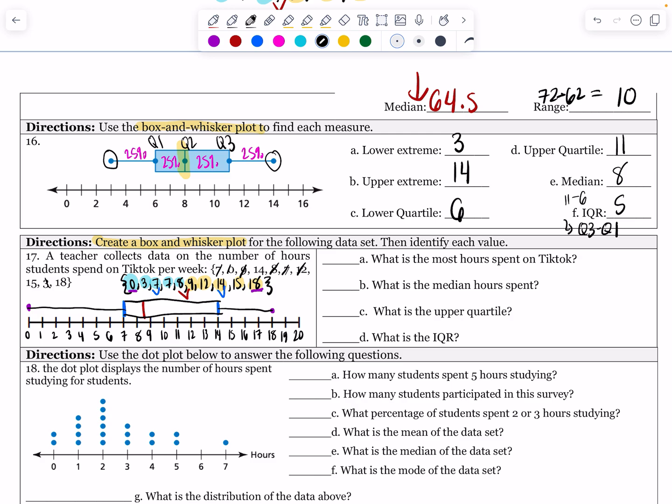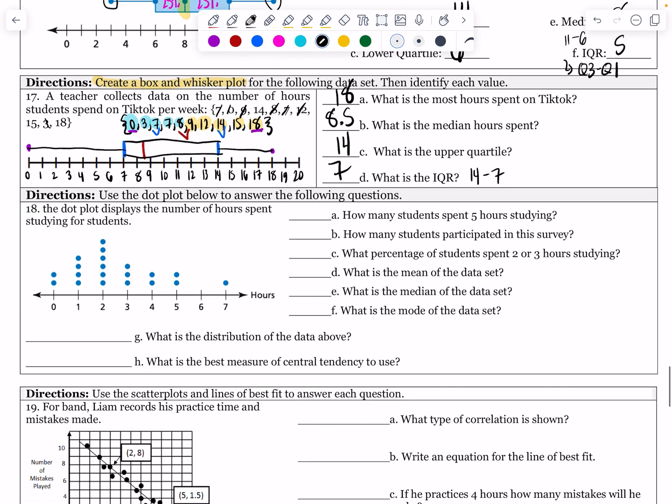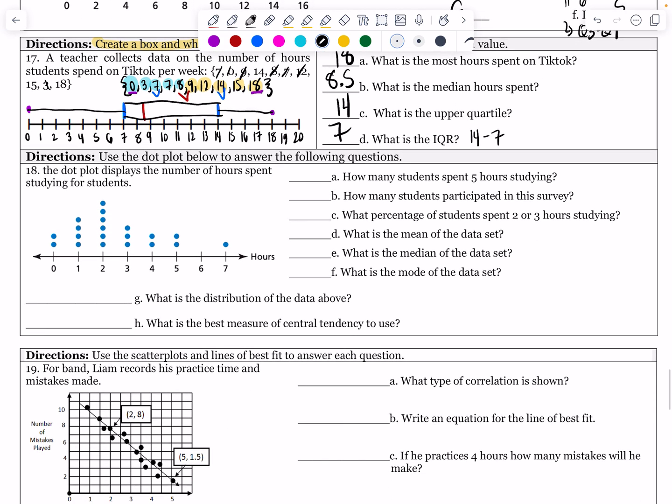What is the most hours spent on TikTok? Of course, we'd say 18. What is the median hours spent? We got 8.5 hours for that. What is the upper quartile? That's our Q3. That's going to be 14. And what is the interquartile range? Well, that's going to be my Q3 minus my Q1. So 14 minus 7 is going to give me 7. Remember that 50% of the data lies in that box. 25% lies on either whisker on the left-hand side and the right-hand side.